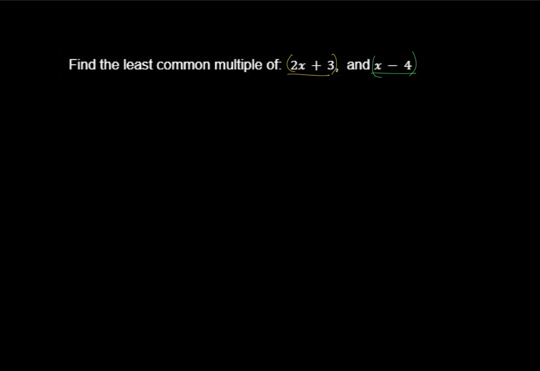So when I go to find the least common multiple, I take each factor I see to the highest power we see it in any one expression. So the first factor I see is 2x plus 3, and the highest power I see is 2x plus 3 to the first. In other words, just 2x plus 3. And then I also see x minus 4 as a factor, and the highest power of it I see is 1, or just x minus 4. So here is my least common multiple.